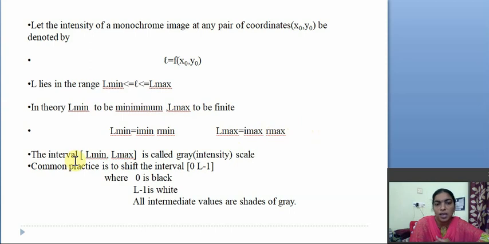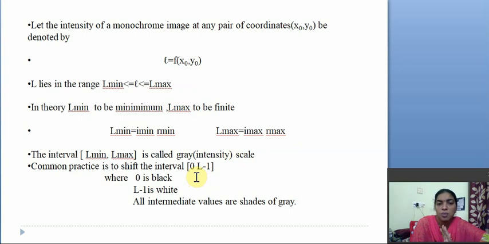So that means the interval L minimum to L maximum is called the gray value. If I take the gray image, the gray value, right? So I minimum into r minimum is 0, and I maximum into r maximum is obviously infinity. But in practice, we should take some finite values.